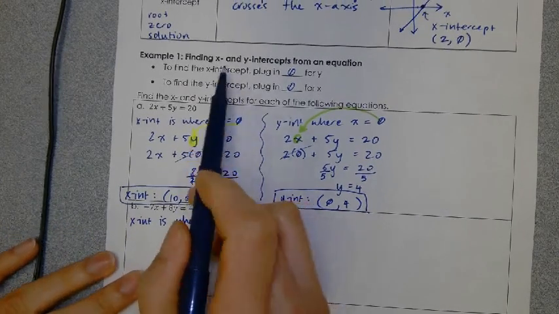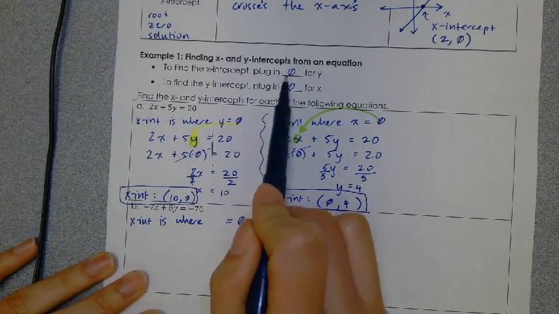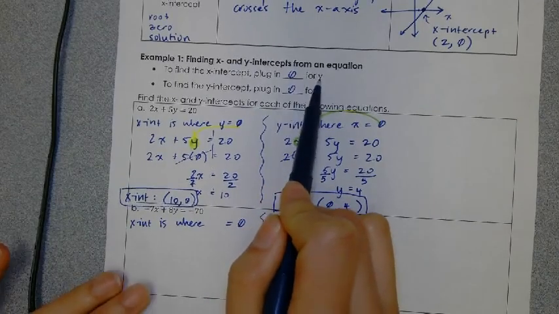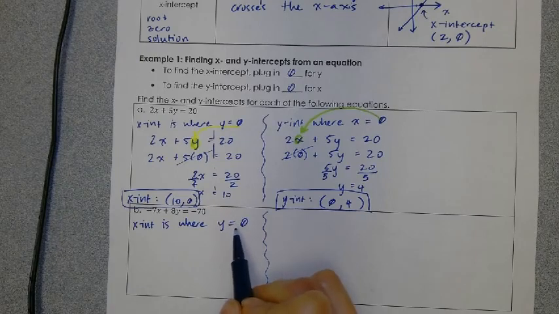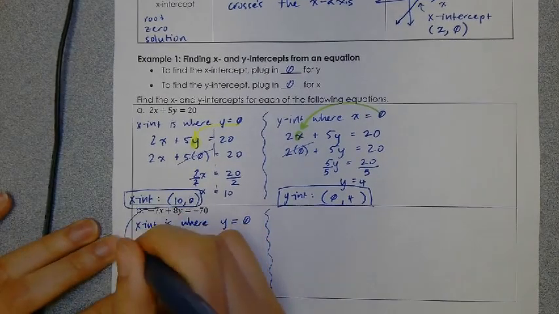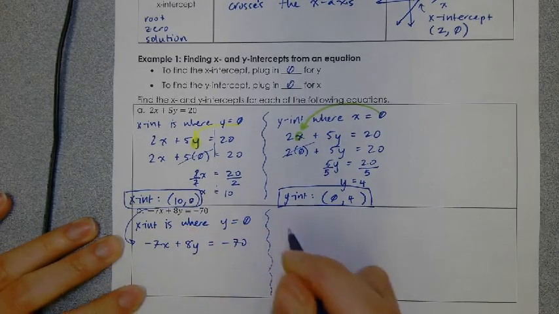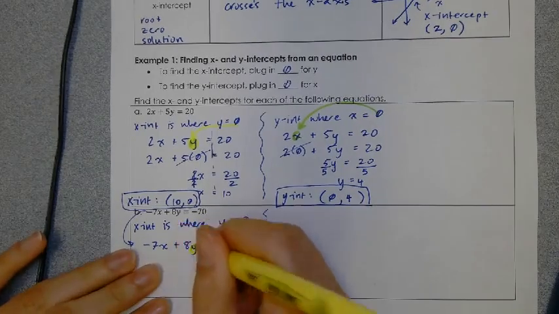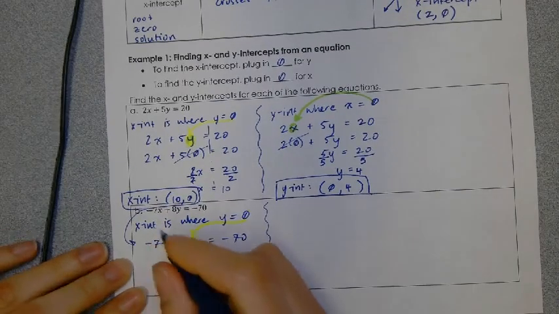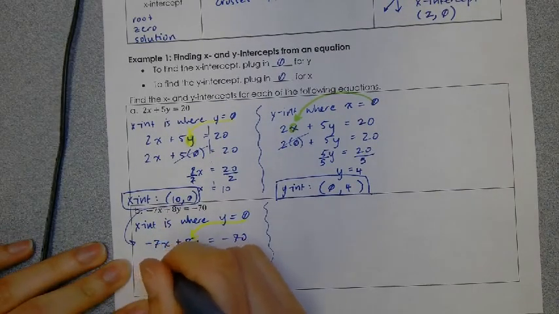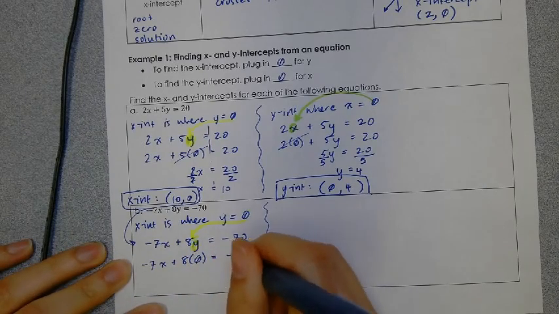Let me go back to my definition here. It says x-intercept, plug in 0 for y. Okay, so I know I need to put y equal to 0. So as usual, I'm going to copy my equation, negative 7x plus 8y equals negative 70. And where I see that y, I'm going to put a 0. Okay, everything else stays the same, only my y becomes 0.